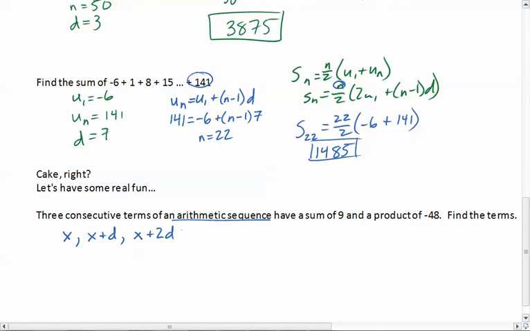All right, so now this is going to be easy because I'm just going to go x plus (x plus d) plus (x plus 2d) should equal 9. And then I'm going to go x times (x plus d) times (x plus 2d), and those should all multiply together to give me negative 48. All right, so from this point, you should be able to solve those. I'm going to pause it for a second because you don't need to sit around and watch me do all the algebra. You work it out. See if you get the same thing that I do, and then I'll give you the answer.